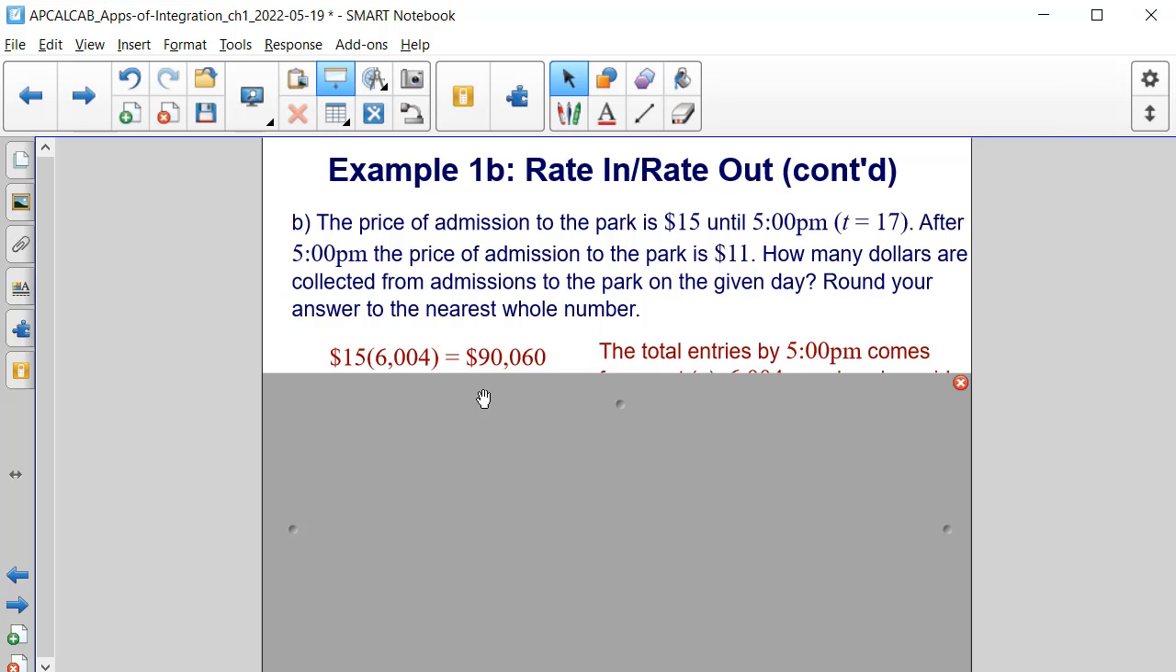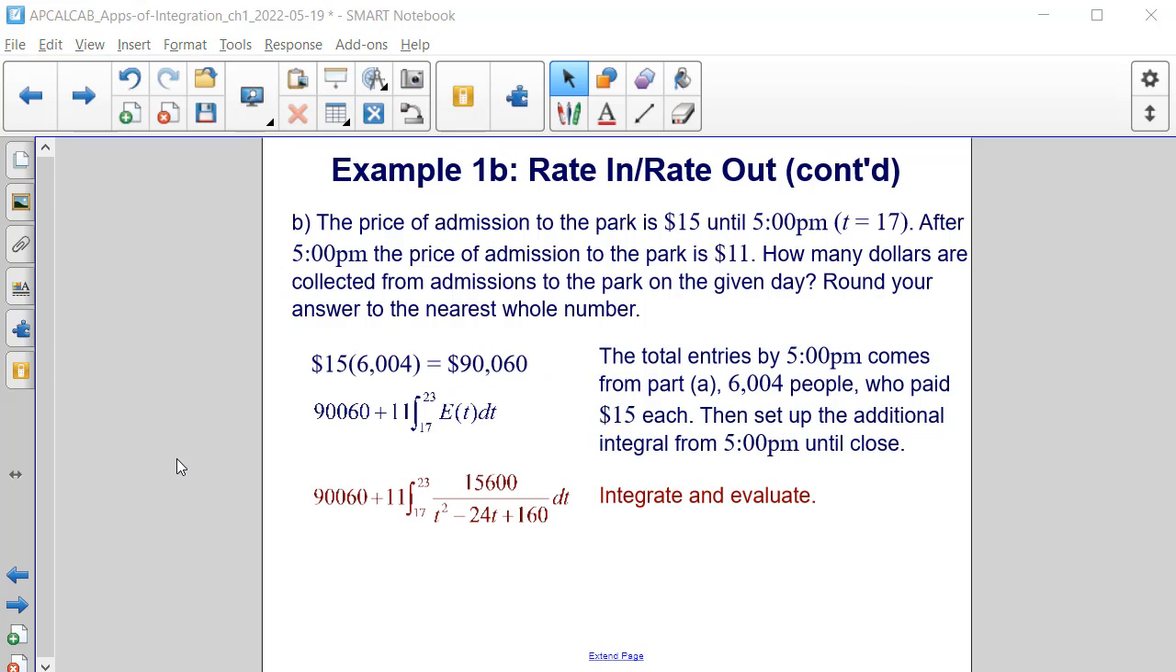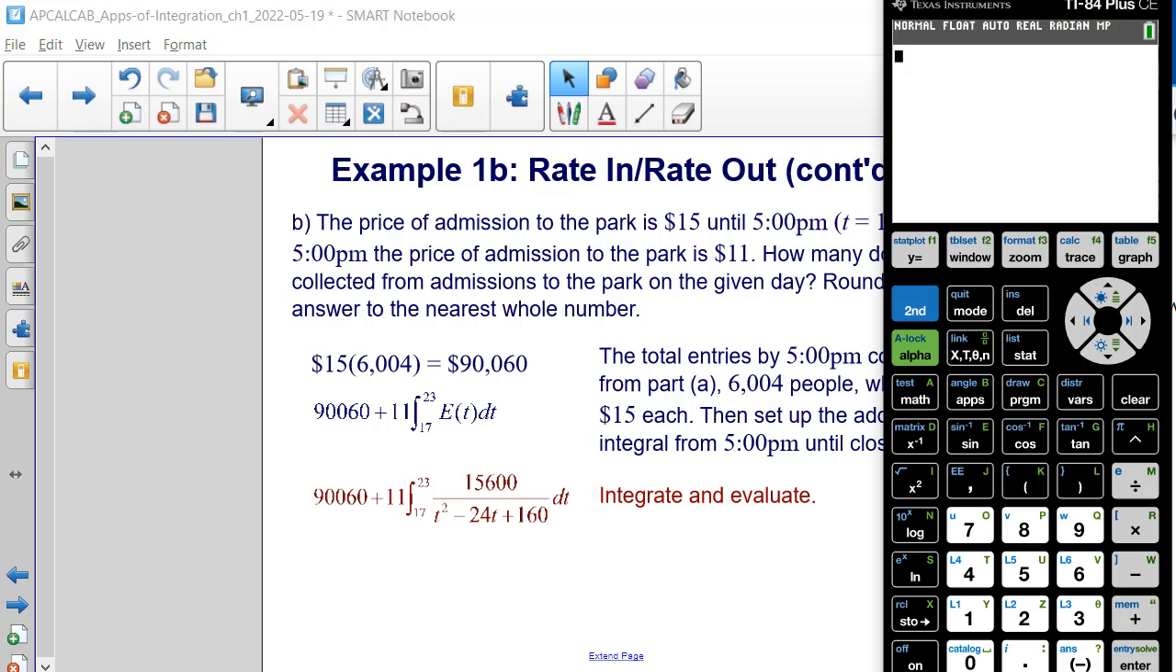And once we have this value, we can set up an integral for the remaining hours that the park was open. So that will be from t equals 17 to 23 of E of t dt, and we can multiply that integral by the $11 for admission. The next step is to integrate and evaluate. Since we can't integrate this function directly, we can substitute it into our calculator just as we've been doing in order to calculate our answer.